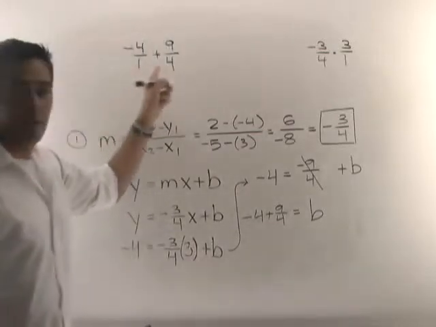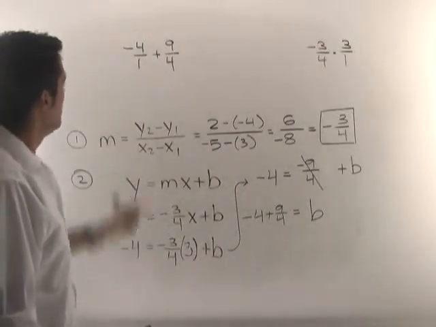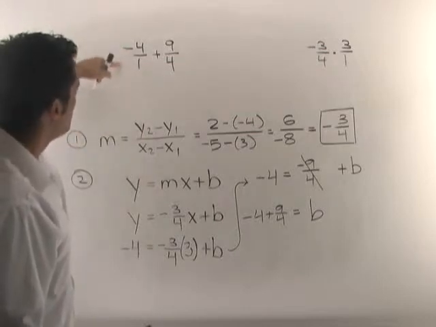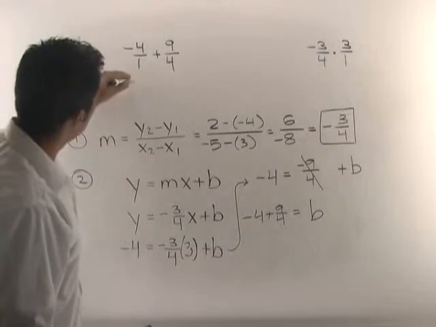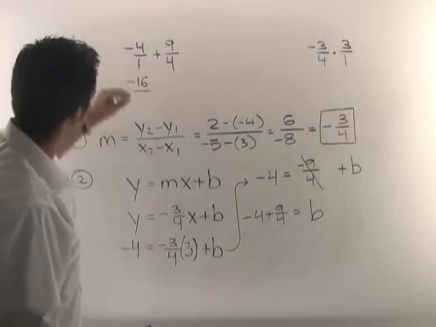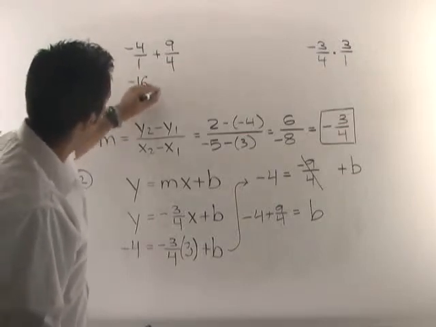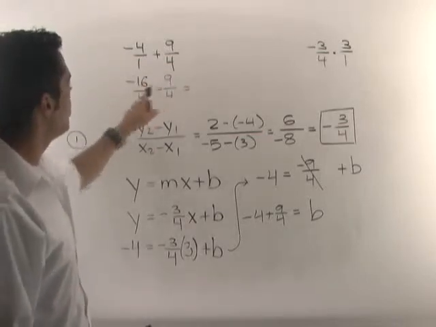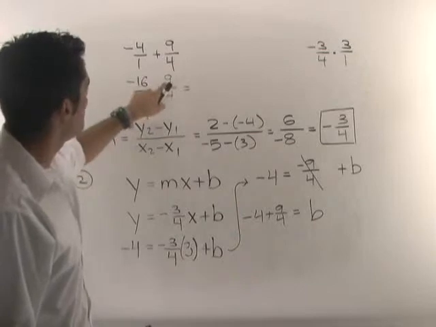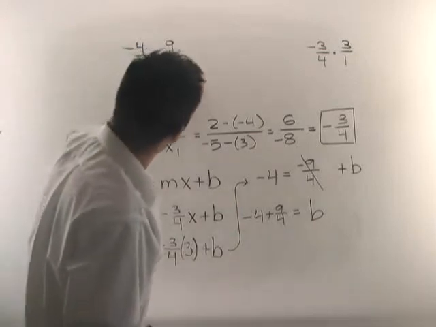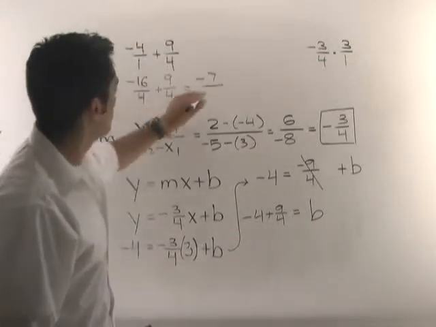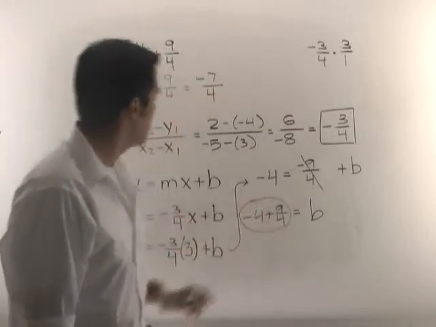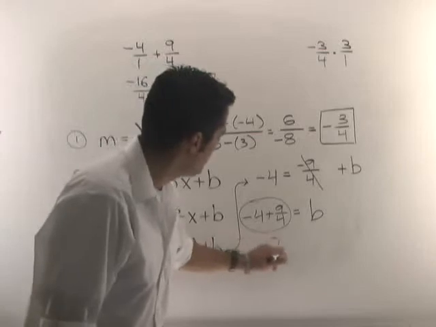In order to add 2 fractions, we have to get a common denominator. So I need a 4 down here, which means I have to multiply the top and bottom by 4. When I multiply top by 4, I get negative 16. When I multiply the bottom by 4, I get 4. And then plus my 9/4. Now, to add the fractions, we add the numerators up. So negative 16 plus 9 gives me negative 7, over our common denominator, which is 4. So the left side turns into negative 7/4.